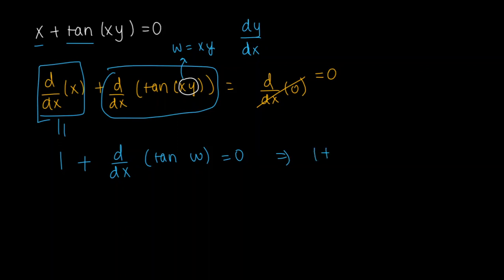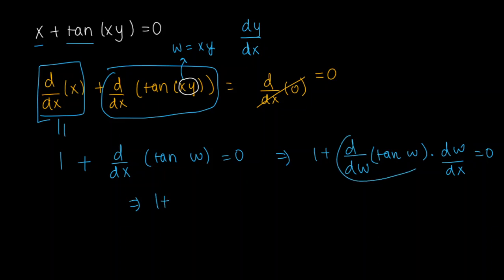So 1 plus, now instead of d over dx, you need to replace this by d over dw of tan of w, not tan, it's tan. And that being multiplied by dw over dx, this just gives you a nice enough expression for the chain rule, is equal to 0. Now we do know that this part right here, this is just simply sec squared w, so let me just write that, sec squared w.